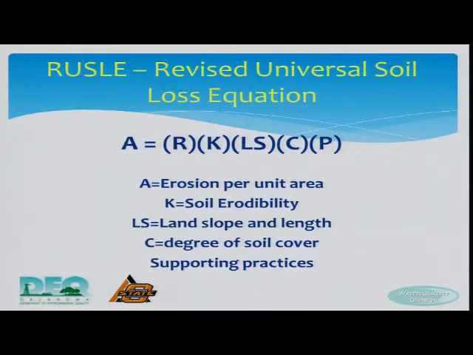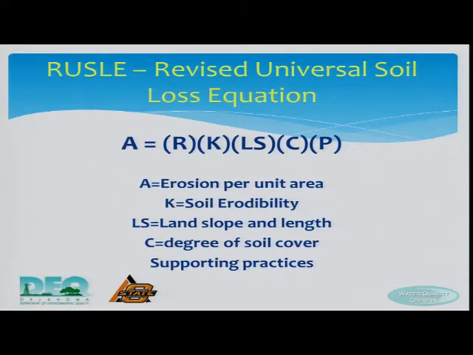So the revised universal soil loss equation, this is probably a bad time of the day to have an equation up on the screen, but basically you're calculating erosion per unit area. It's based on a number of different things that, when you get into RUSLE2, we'll show on a screenshot in a little bit. Most of this is actually calculated for you, but I just wanted to talk a little bit about what's inside and what it's based on.